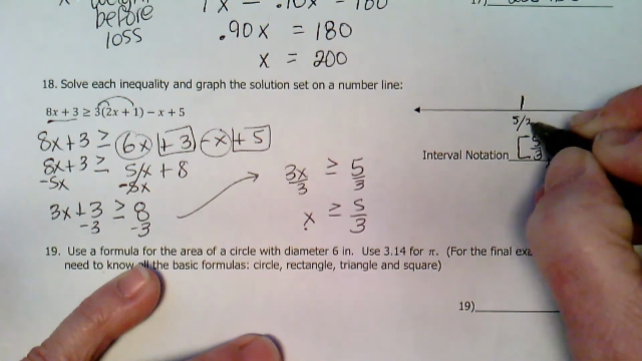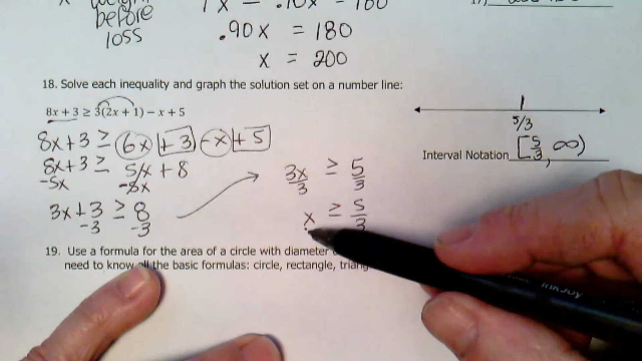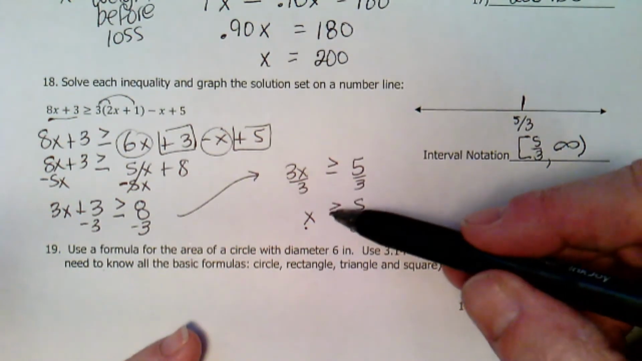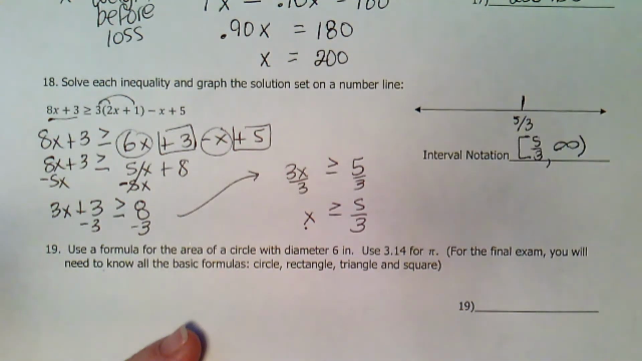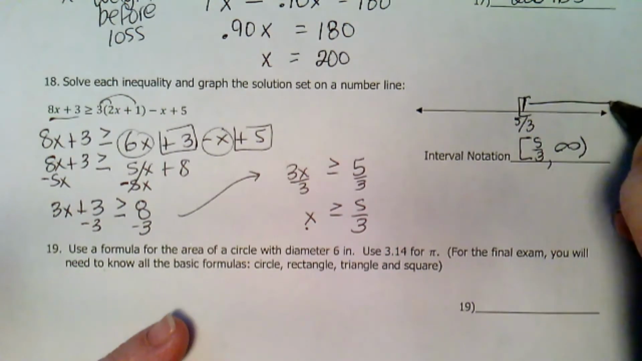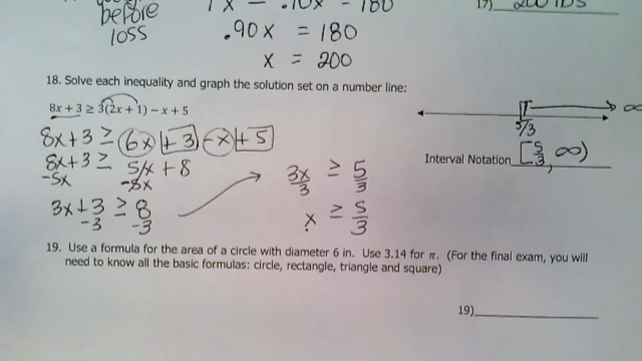So I'm going to put 5/3 on my number line. And as long as your x is on the left side, your greater than or equal to sign always points the direction that you're going to graph. So I know it's going to go this direction. So that is our graph.